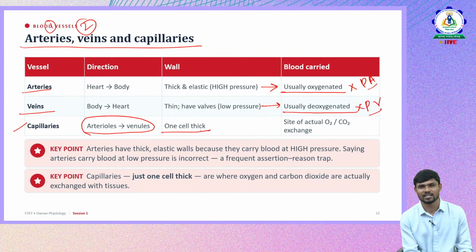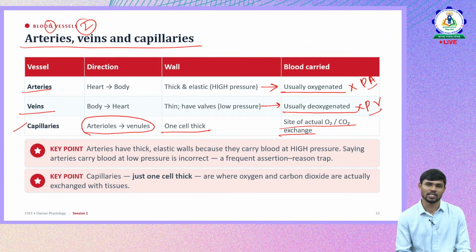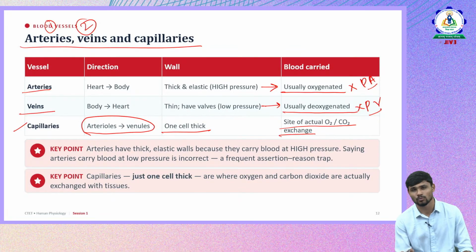So, one cell thickness, very thin. They are the site for exchange of O2 and CO2. From body parts, the deoxygenated blood, which means the blood that has more CO2, will be collected, and O2 blood will be released to the cells.